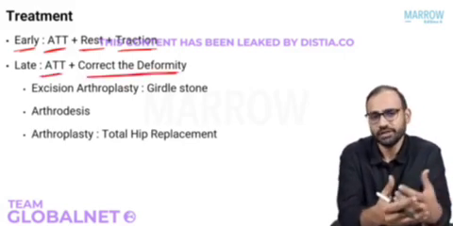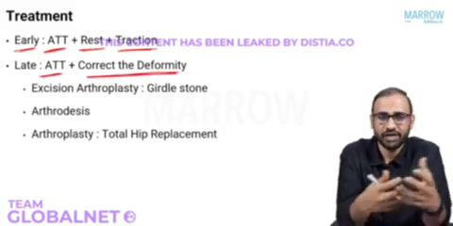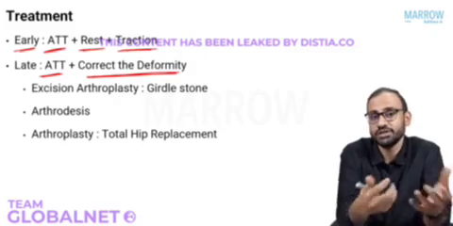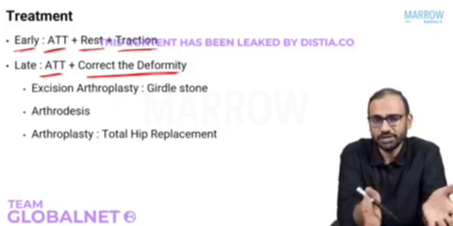Now, what types of deformities will you get? We've discussed the deformities here. If it's a fibrous ankylosis, then you will want to make it a mobile hip. Then what are the options to make it a mobile hip? You have a few options in hand.